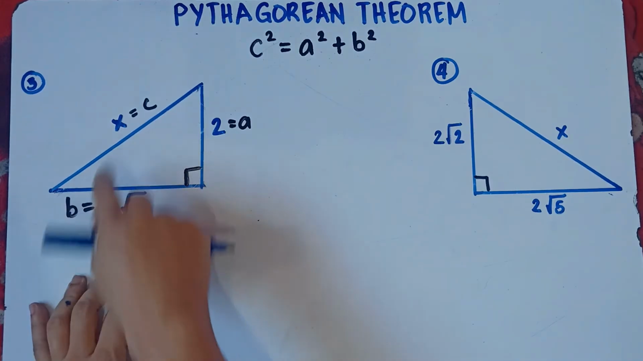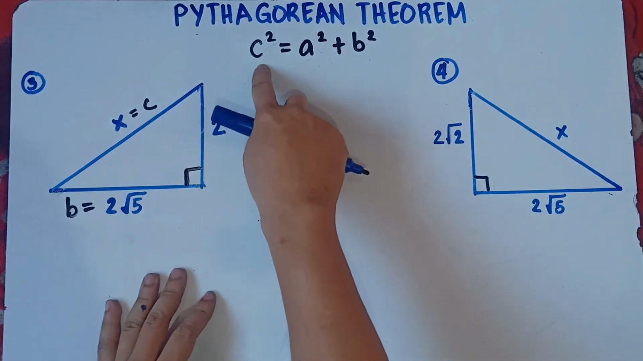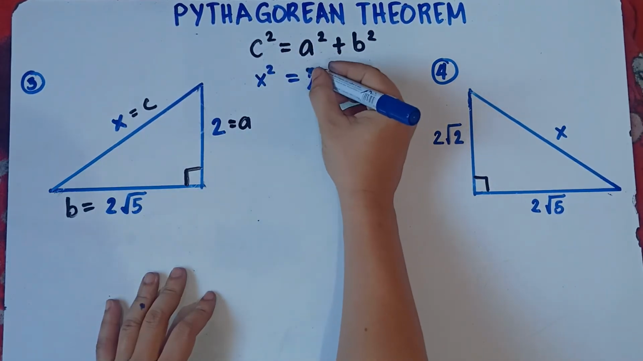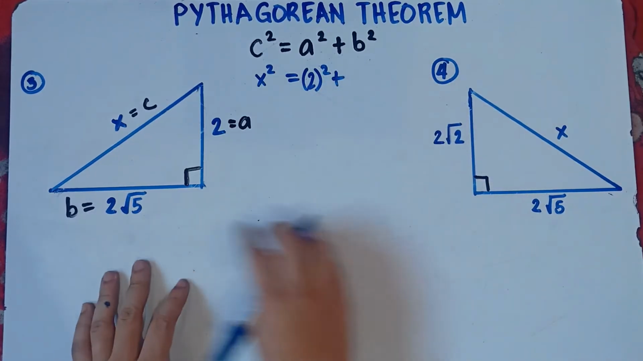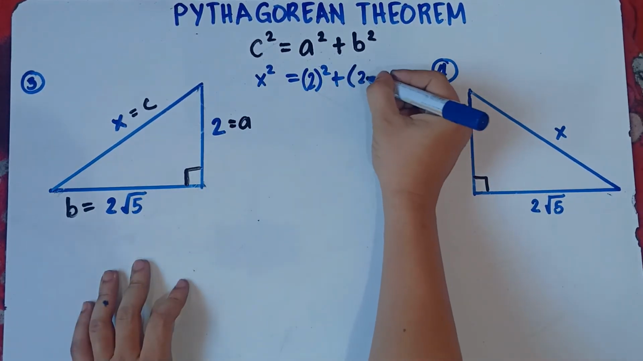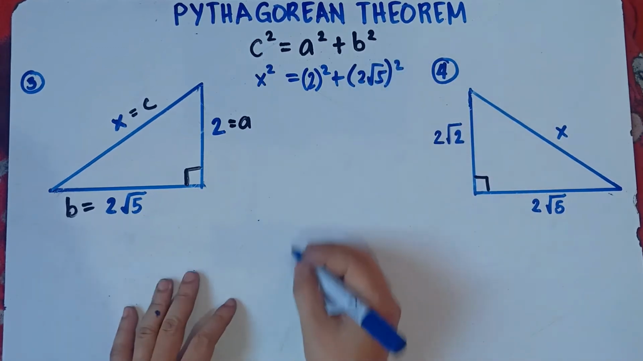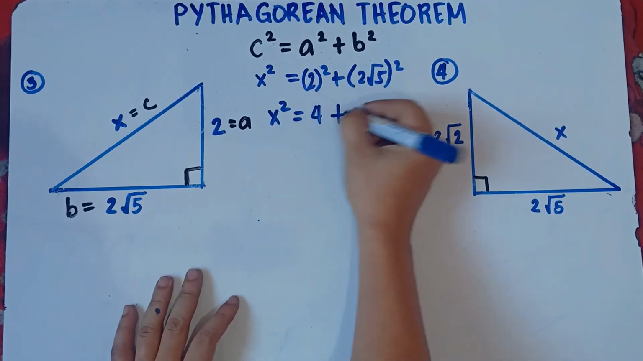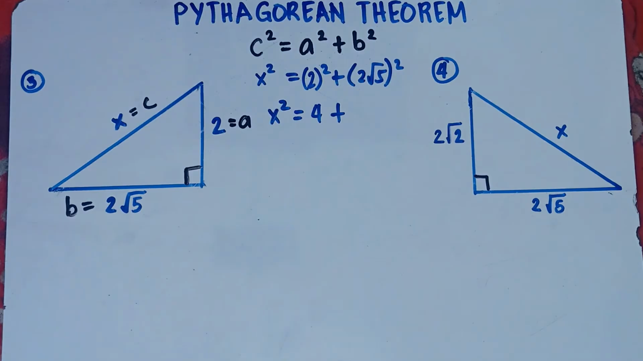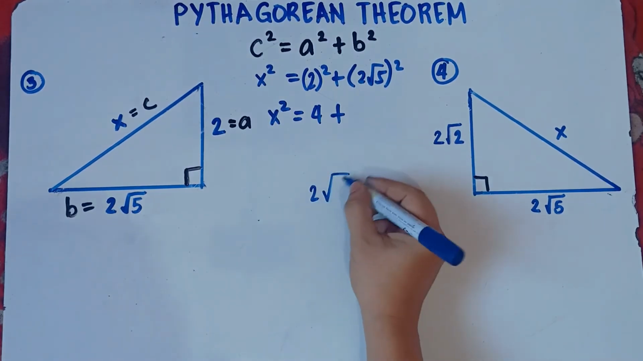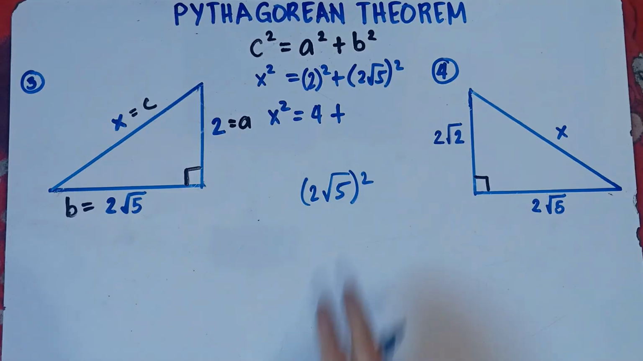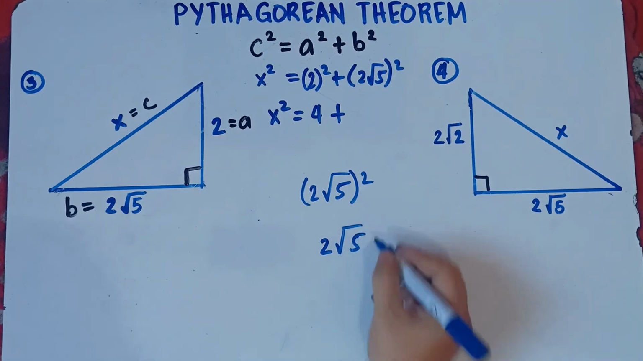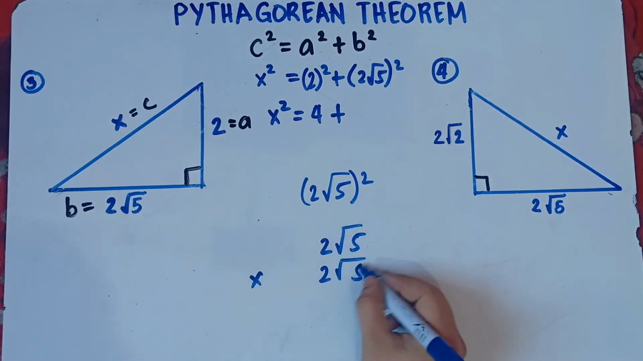So we are told to find C. So use the formula, substitute the value. Our C is X, so X squared equals, our A is 2, so 2 squared, plus our B is 2 square root of 5, so that would be 2 square root of 5 squared. So this will be x squared equals 2 squared. It means 2 times 2, that is 4. Plus, how will you simplify this one, class? 2 square root of 5 quantity square means that you multiply this by itself. It means 2 square root of 5 times 2 square root of 5.